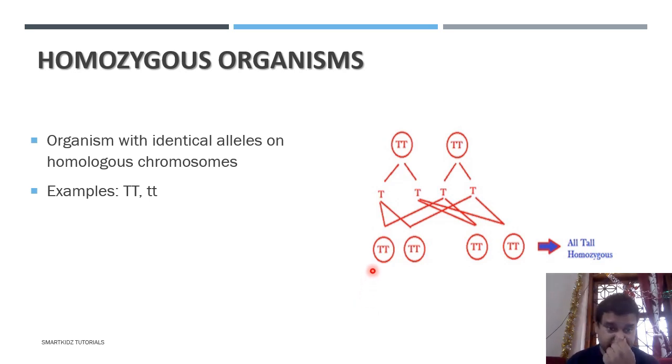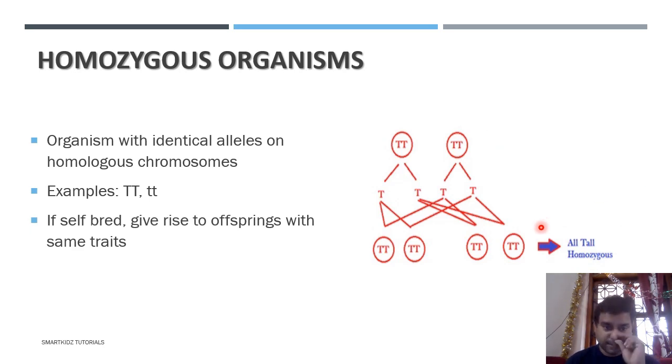This is homozygous dominant in both the cases. We don't have small t anywhere over here. So all are tall homozygous plants. That is mostly seen in the case of self-breeding, like self-pollination giving rise to organisms or offspring with the same traits.